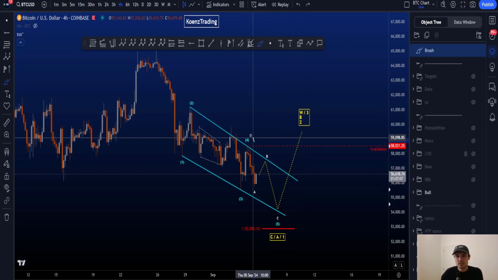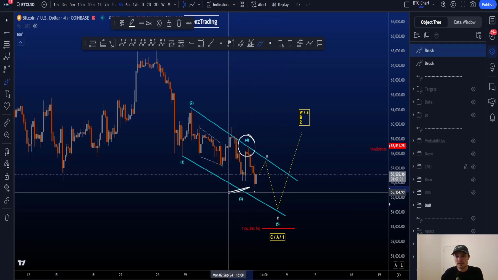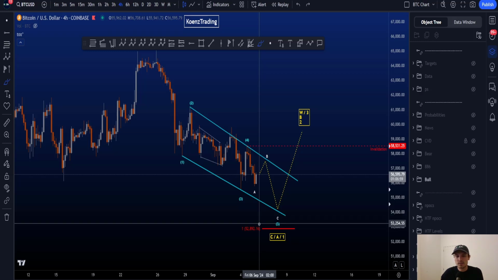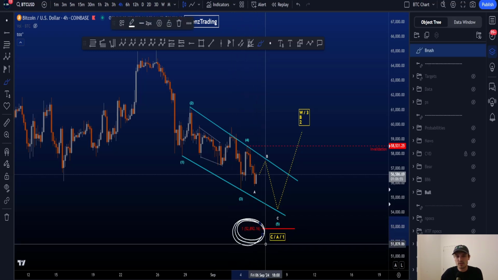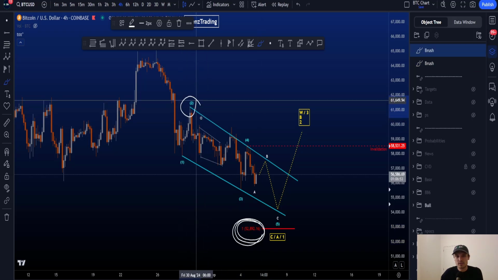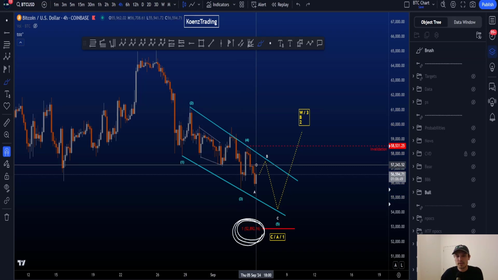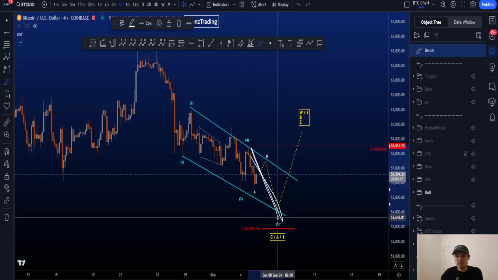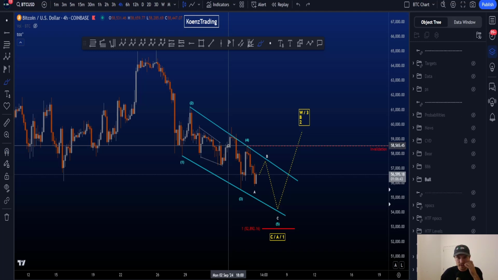The invalidation for this scenario is price taking out the high of wave 4 at 58.5k before taking out this low, and another invalidation is the 1-to-1 trend-based fib extension here at 52.8k, taken from the start to the end of wave 3 to the end of wave 4, because a wave 5 is not allowed to be longer in price than a wave 3 in a contracting diagonal.